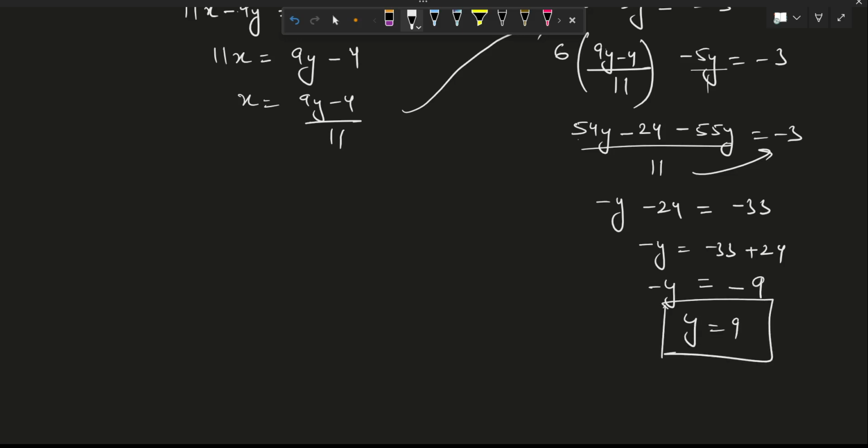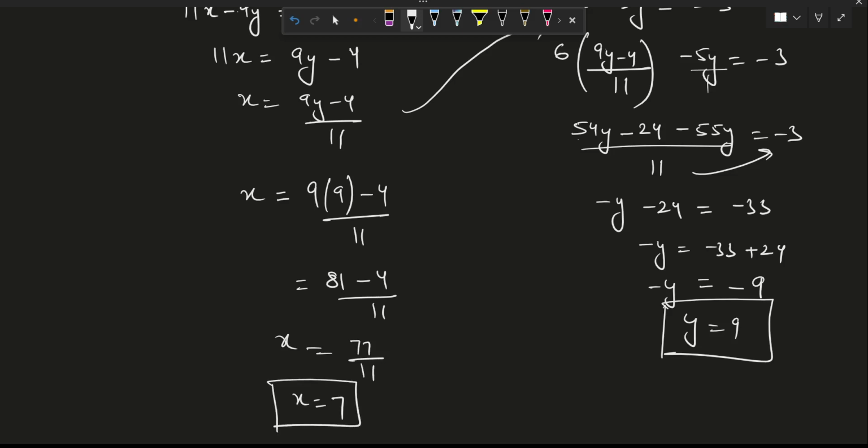Now y is 9. So let's substitute the value here. X is what? 9 into 9 minus 4 by 11, which is 81 minus 4 by 11. So you have 77 by 11. So x is 7. We got the answers.